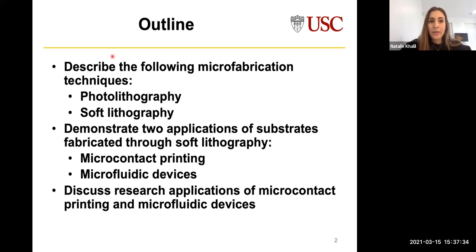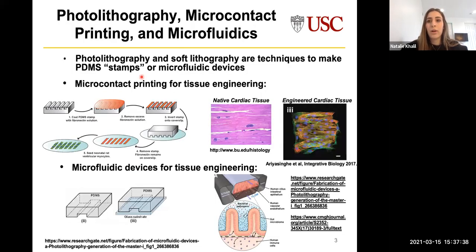But before we jump into these microfabrication techniques, I wanted to begin with an overview of why we're interested in these microfabrication techniques in the first place. So far in this course, you've learned about a lot of different cell sources and also various biomaterials, both natural and synthetic. And so today we'll be describing microfabrication techniques that allow us to combine cells and biomaterials in such a way that we start to mimic features of tissues in the body.